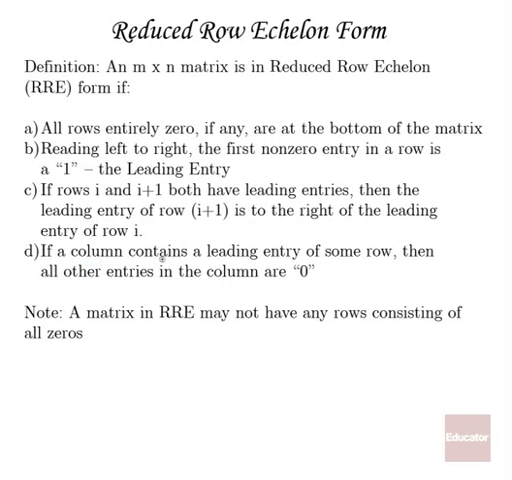Now, if a column contains a leading entry of some row, then all of the other entries in the column are 0. Note, a matrix in reduced row echelon form may not have any rows consisting of all zeros. So reduced row echelon form doesn't mean that we have to have a row that's all zeros. It means that if it does, they need to be at the bottom of the matrix. Okay, let's take a look at some examples.